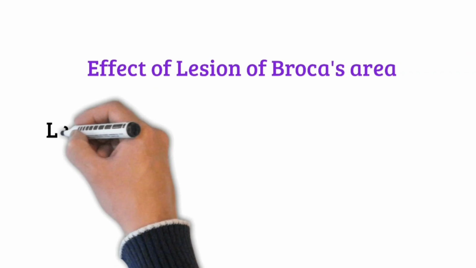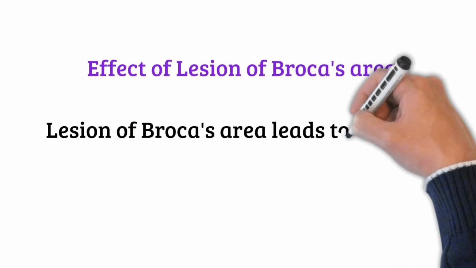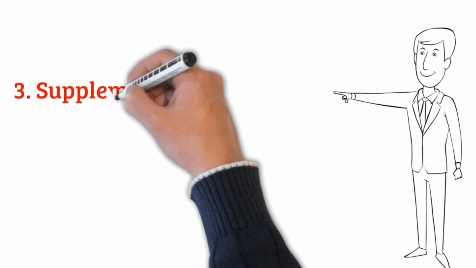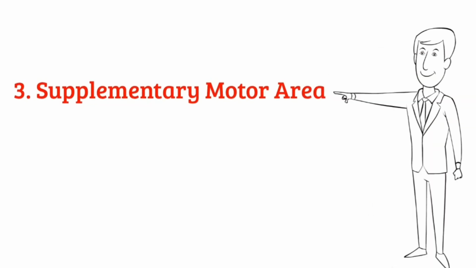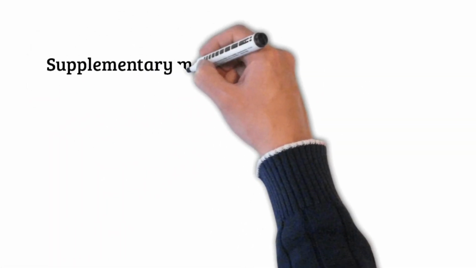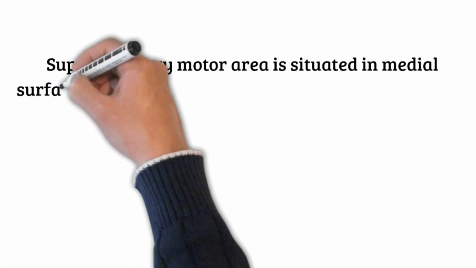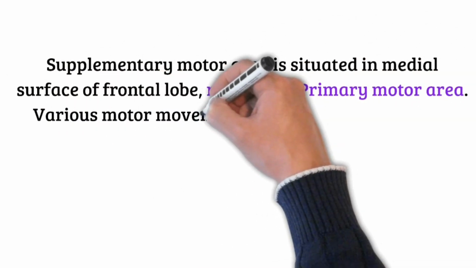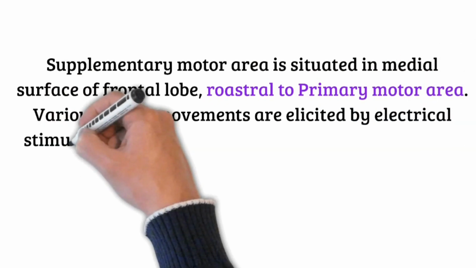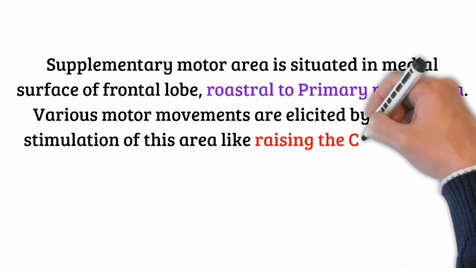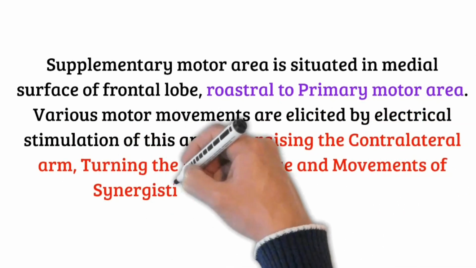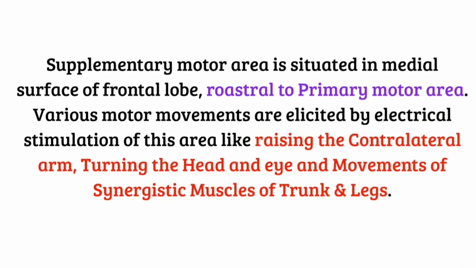Effect of lesion of Broca's area. Lesion of Broca's area leads to aphasia, which is loss or impairment of speech. Now the third one was supplementary motor area. Supplementary motor area is situated in the medial surface of frontal lobe, rostral to primary motor area. Various motor movements are elicited by electrical stimulation of this area, like raising the contralateral arm, turning the head and eye, and movements of synergistic muscles of trunk and legs.